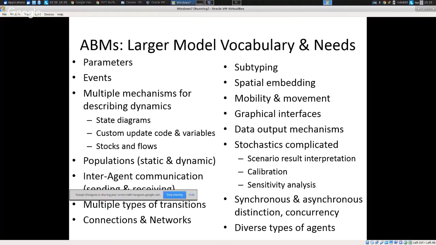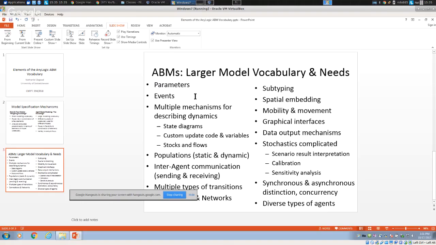Stochastics will play a larger role in our considerations, particularly for processes we'll be discussing later in the course, calibration and sensitivity analysis. And we'll be talking some about synchronous communication versus asynchronous in the context of messaging, potentially in diverse types of agents. So this is where we're going.